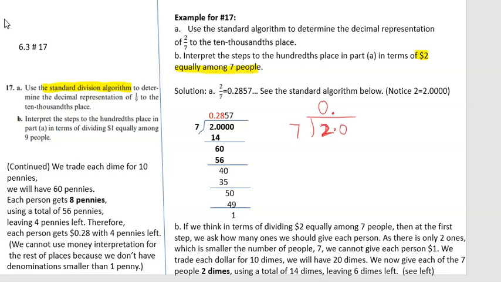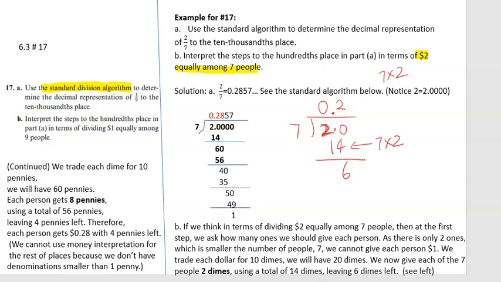So here, imagine you have 20 dimes split among 7 people. That would give everybody 2 dimes. Because everybody gets 2 dimes, 7 people times 2 dimes gives us 14. So here 14 comes from 7 times 2, 14 dimes. And subtracting 14 from 20 gives us 6 left.